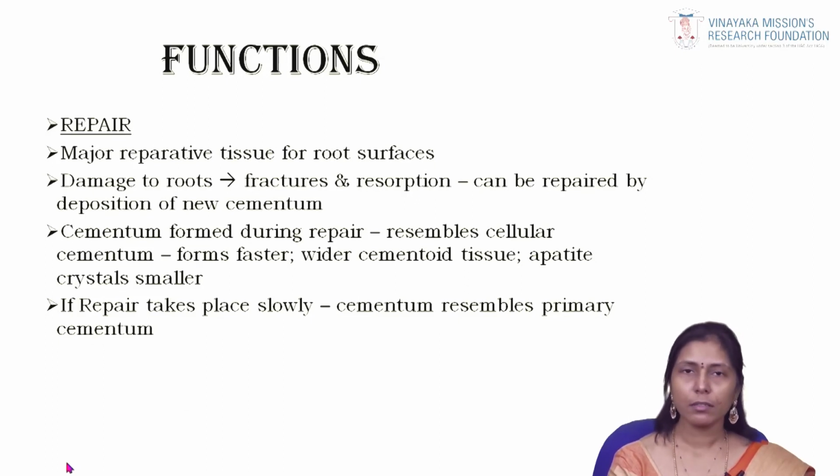Cementum is going to help in repairing the root surface. In case of any damage to the root, that is fracture or resorption, it can be repaired by formation of new cementum. The cementum formed during repair is going to resemble cellular cementum. That is, it's going to be formed faster, and there is going to be a larger amount of cementoid tissue. Cementocytes are going to be present, and the apatite crystals present within the cellular cementum are going to be smaller in size. If repair takes place slowly, then the cementum formed is going to resemble the primary cementum.